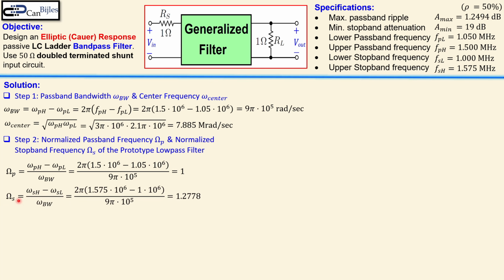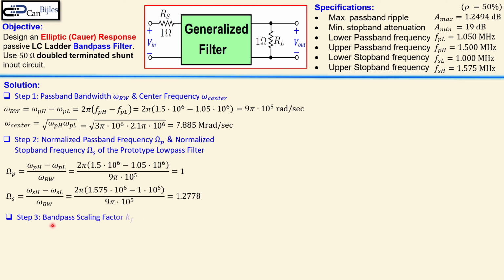The normalized stopband frequency is given by, again now this time, the upper and the lower stopband frequencies, the difference with that, divided by the bandwidth which is determined here in step 1. In this case we get 1.2778. And now we will use this shortly for our determination of the filter order.